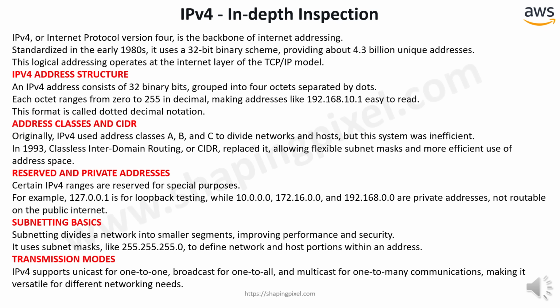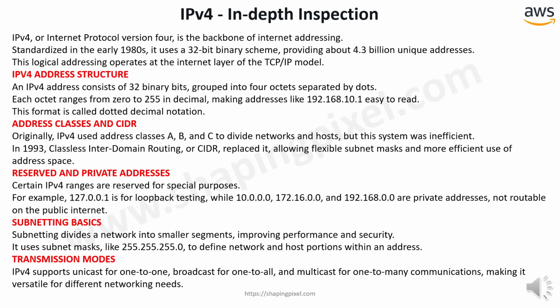Certain IPv4 ranges are reserved for special purposes. For example, 127.0.0.1 is for loopback testing, while 10.0.0.0, 172.16.0.0, and 192.16.0.0 are private addresses, not routable on the public internet.